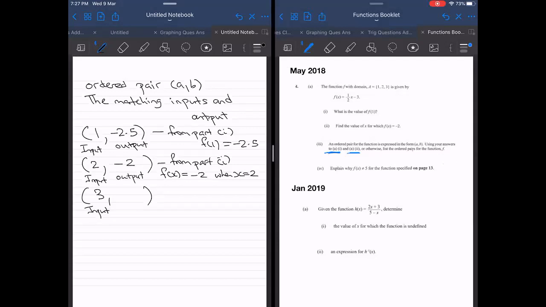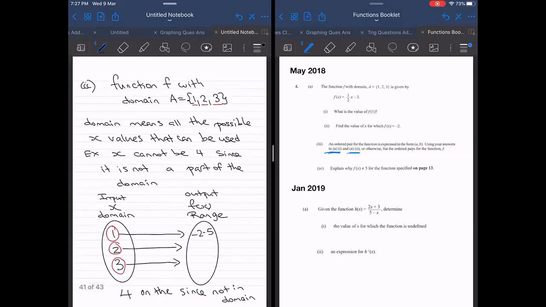So the idea, guys, is they know that you all have limited time in the exam, so they try to use questions where some of the work is already done for you. So the only thing we really need to find is the output for 3, because we didn't work out that one. The question says using your answers from part I and part II, or otherwise, so if you want to go and rework it, you could. But this is what they're saying.